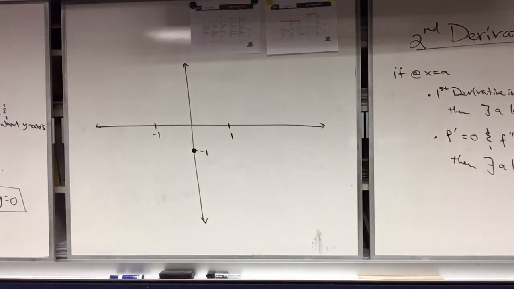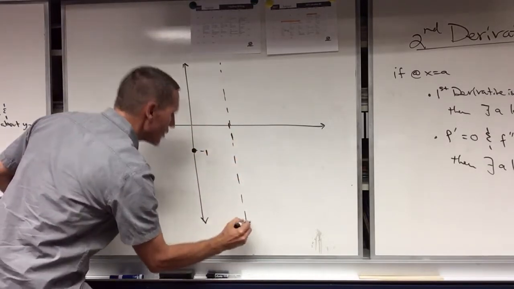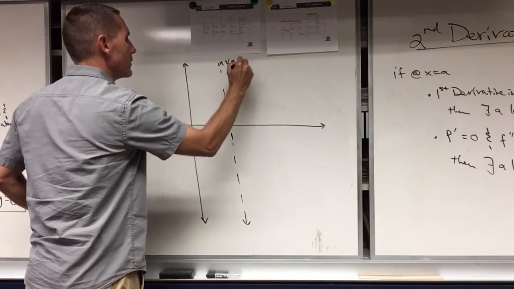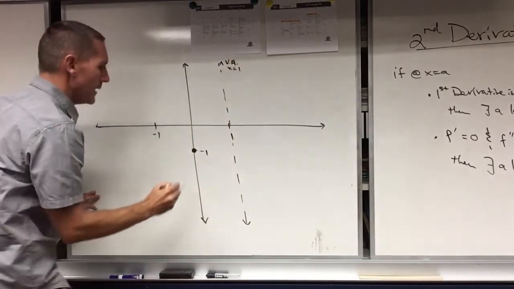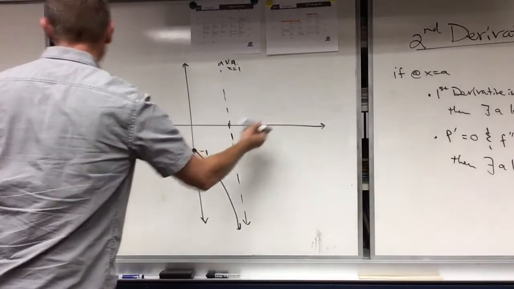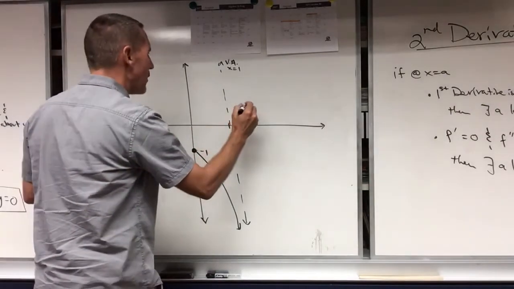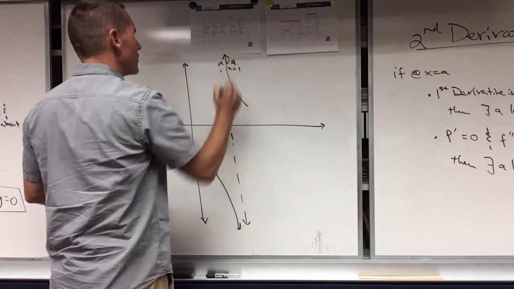I can't really put that down yet in terms of the graph because I don't have any other points other than what is on the y-axis. But I do know that as x approaches 1 from the left, the function is approaching negative infinity, so there is a vertical asymptote here. I also know that as I approach 1 from the right, the function approaches positive infinity. I don't know exactly how it approaches it, but I just know that it goes to positive infinity on that side.